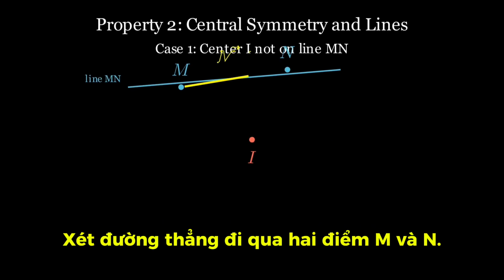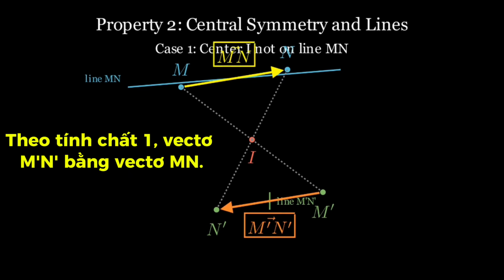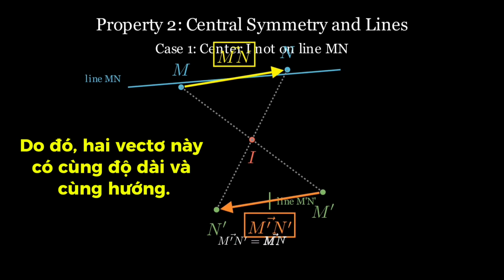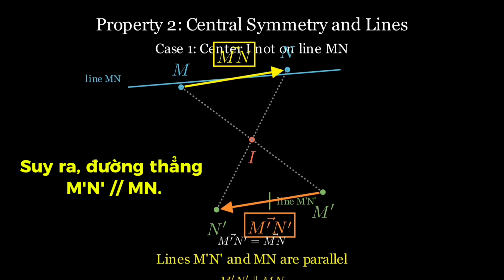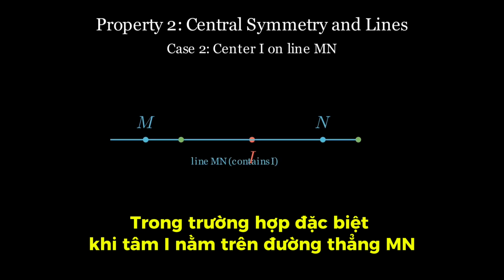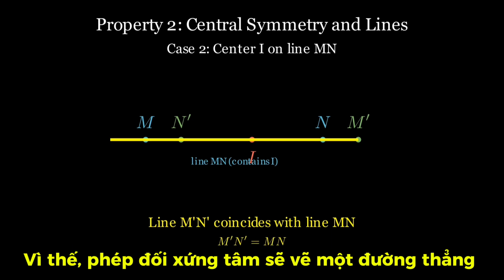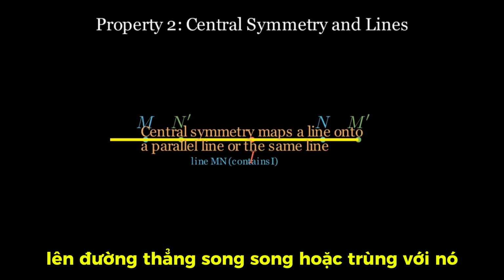Consider a line passing through two points M and N. Let M prime and N prime be the images of M and N under the central symmetry with center I. From property 1, the vector from M prime to N prime is equal to the vector from M to N. Therefore, these two vectors have the same magnitude and the same direction. As a result, line M prime N prime is parallel to line MN. In a special case where the center I lies on line MN, the image line coincides with the original line. Hence, a central symmetry maps a line onto a line that is parallel to it or coincides with it.